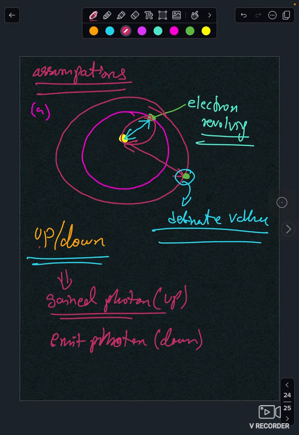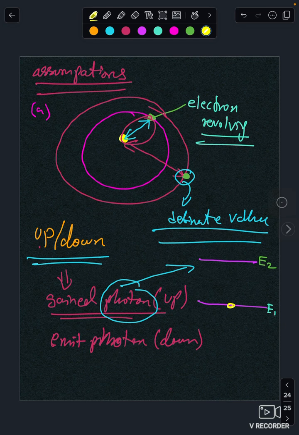So now the energy of this photon can be calculated with the energy levels. This is how we take the energy levels. This is energy level 2 and this is energy level 1. So if from here till here is the change in energy, that is the energy of the photon, E2 minus E1.